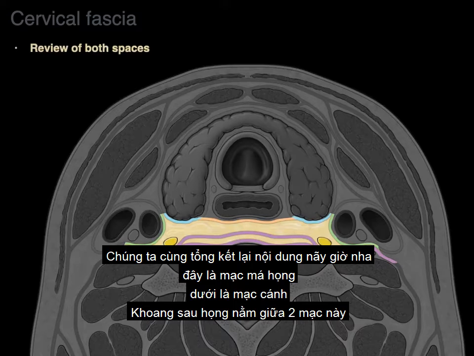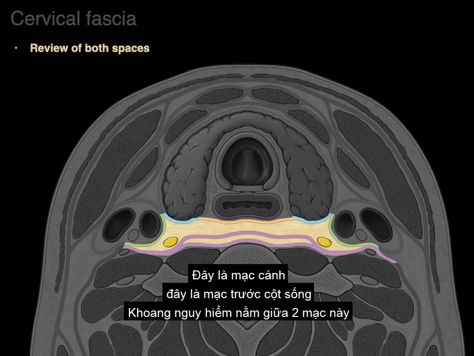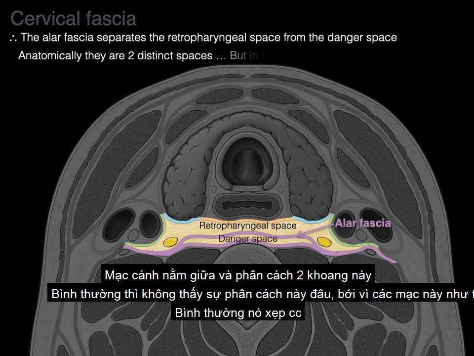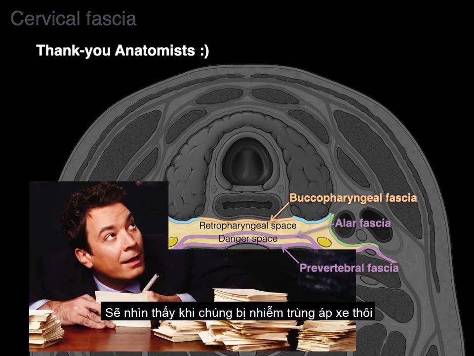So let's now do a review of both of these spaces. There's buccopharyngeal and alar fascias, and what's between them? Retropharyngeal space. There's the alar fascia and prevertebral fascia. What's between them? The danger space. So therefore, the alar fascia separates the retropharyngeal from the danger spaces. Cool. So anatomically, there are two distinct spaces, but in healthy patients, alar fascia is not visible. Why? Thank you, anatomists. Thank you for making that so clear.